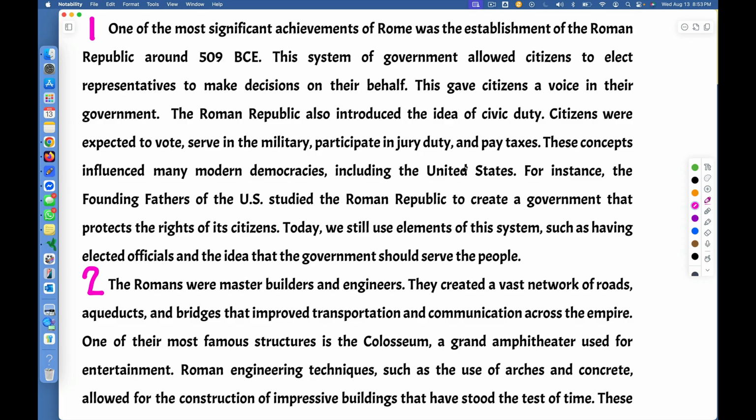These concepts influenced many modern democracies, including the United States. For example, the founding fathers of the U.S. studied the Roman Republic to create a system that protects the rights of its citizens. Today, we still use elements of this system, such as having elected officials and the idea that the government should serve the people.